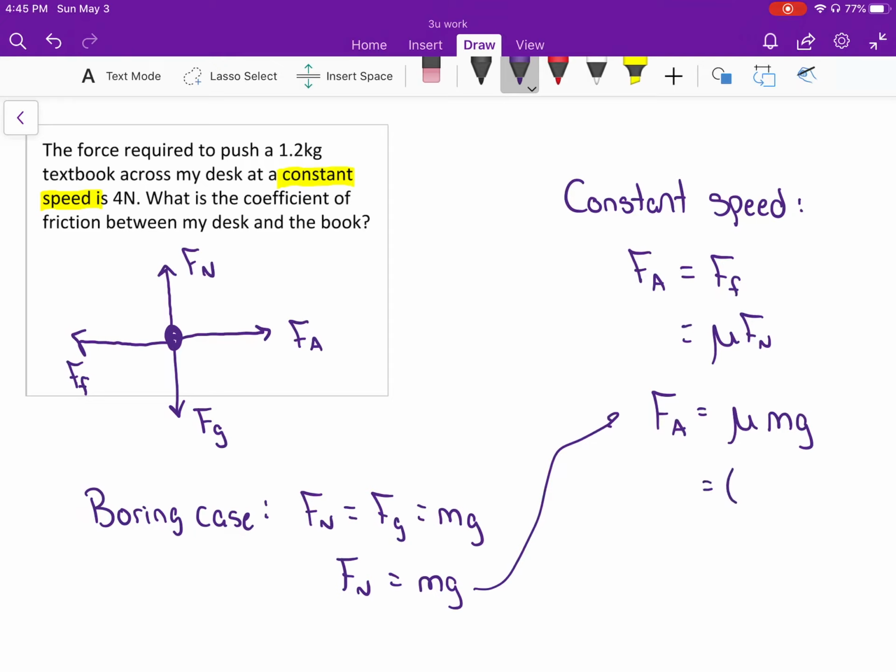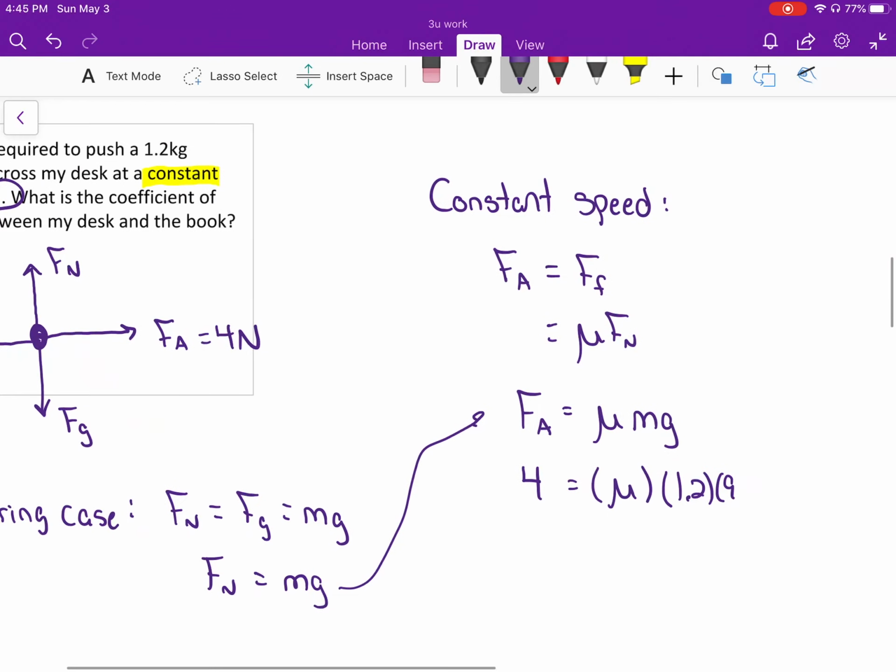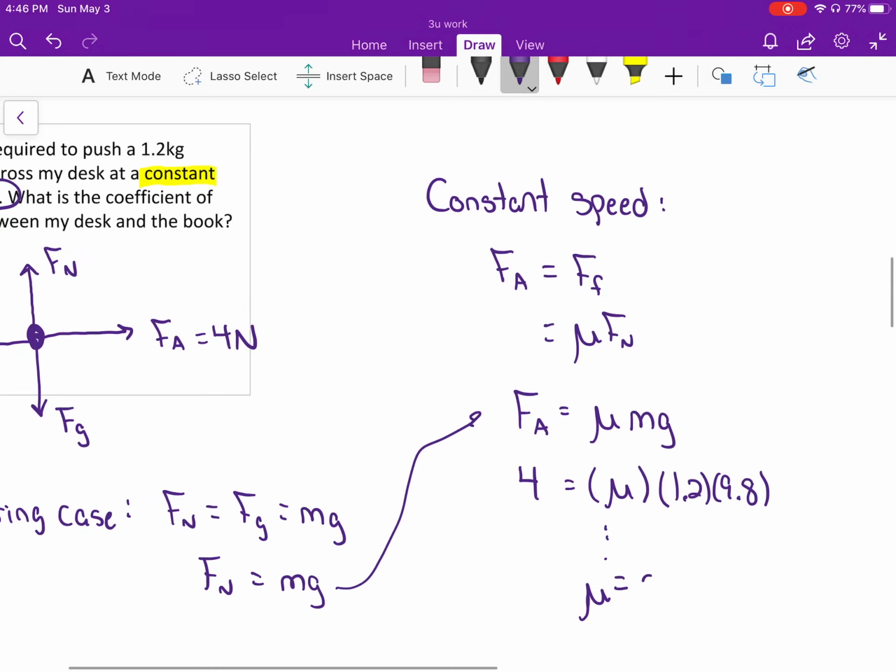For the numbers I made up, for this one, we knew that the pushing force was 4. That was what was given. So the forward force was 4. So 4 equals mu. The mass was given as 1.2, and then g is always 9.8. When you do the math on that and flip things around, we get a mu of roughly 4 over 12-ish, or 0.34.